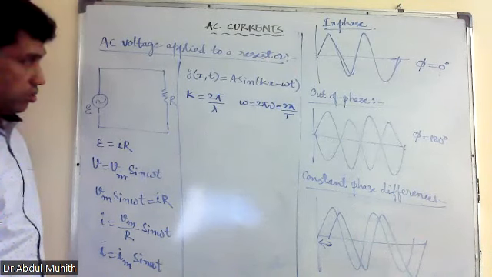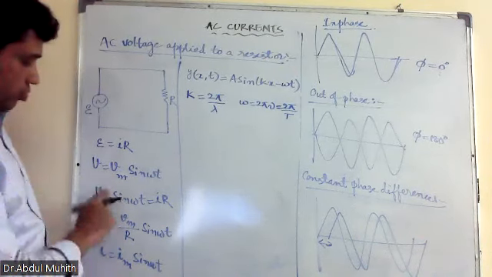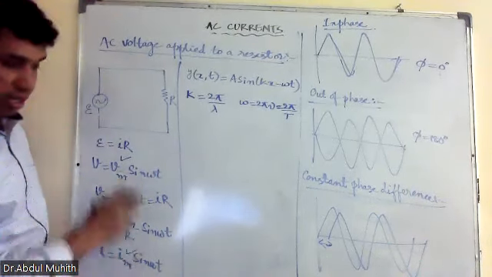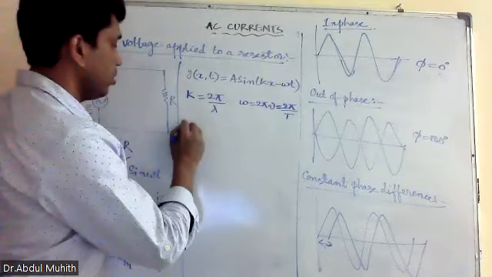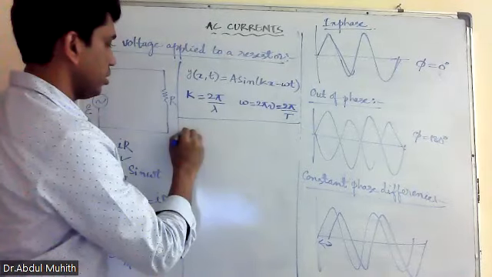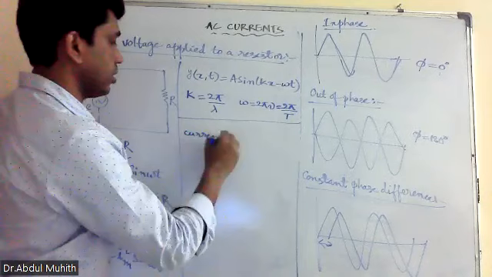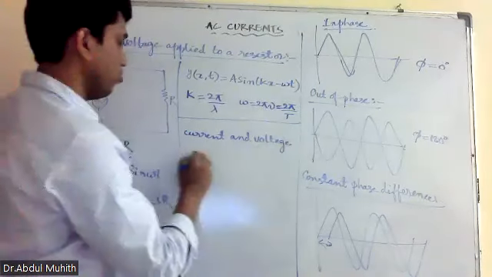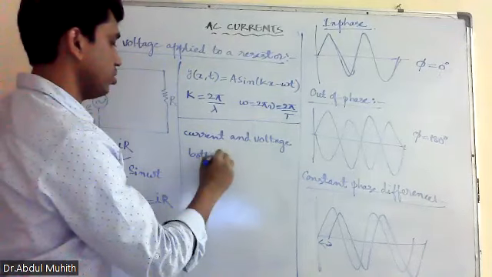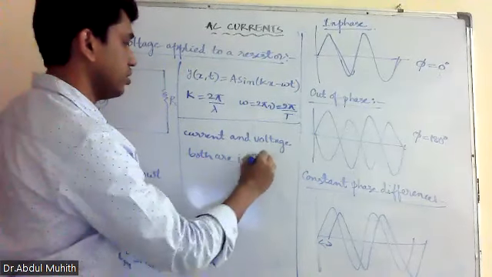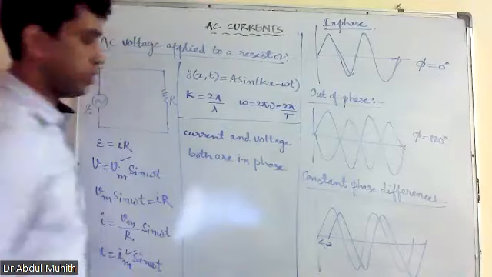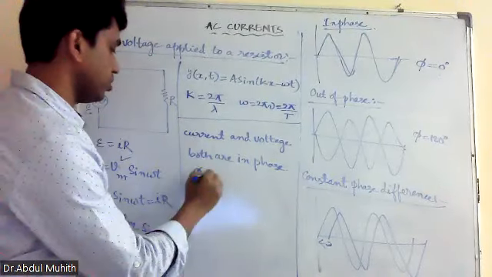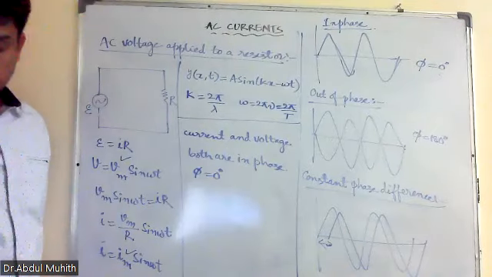Yes. Now see here. If you look at this wave and this one, these two are the same. There is no phase change. So that means what? Here current and voltage both are in phase. Current and voltage both are in phase. Okay, in phase means what? The phase angle is how much? 0 degrees. The phase angle is 0 degrees.